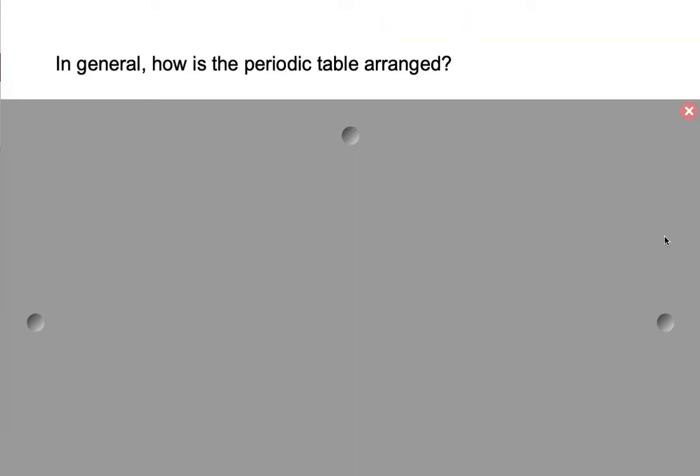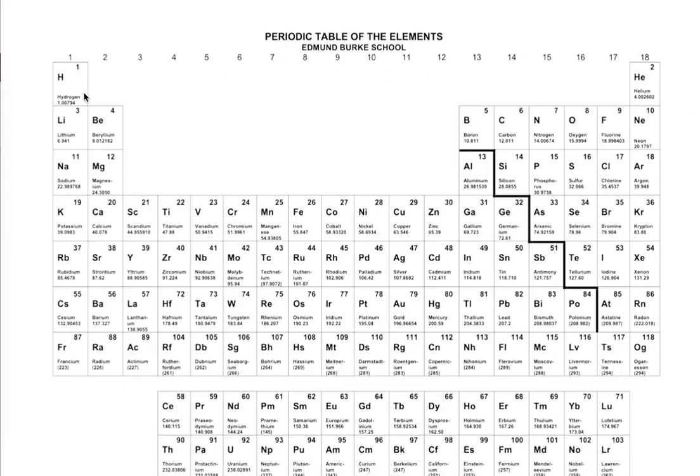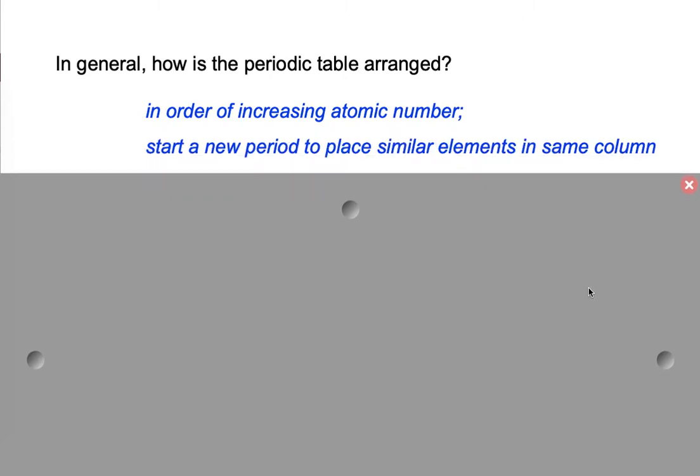In general, how is the periodic table arranged? In order of increasing atomic number. So we see we start with hydrogen, atomic number 1 in the upper right-hand corner, helium 2, 3, 4, 5, 6, 7, 8, 9, 10, and so forth. However, what you'll see is that at the end of a period, at the far right, we go back and start a new period so that similar elements are in the same column.